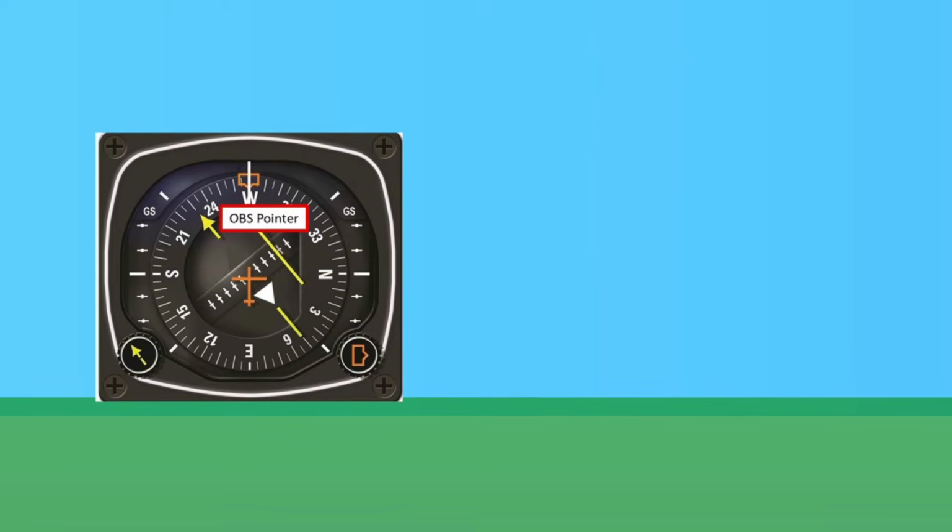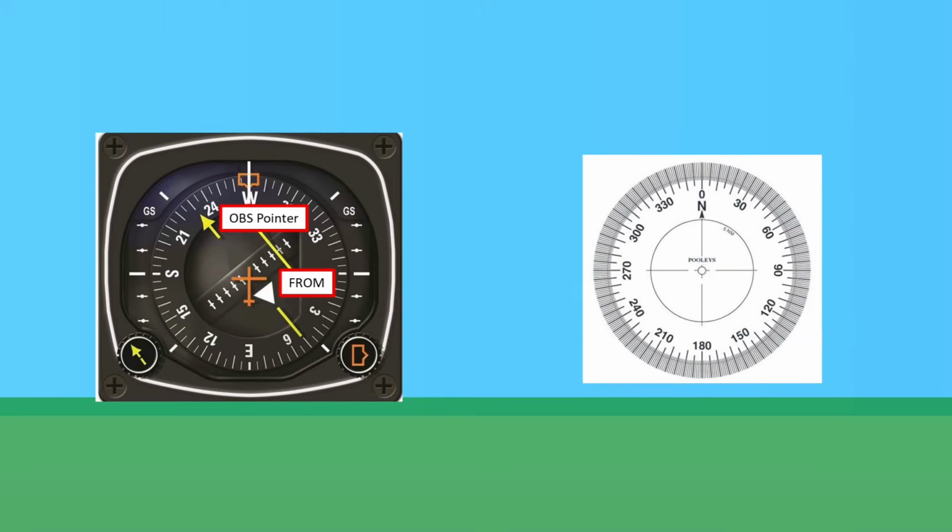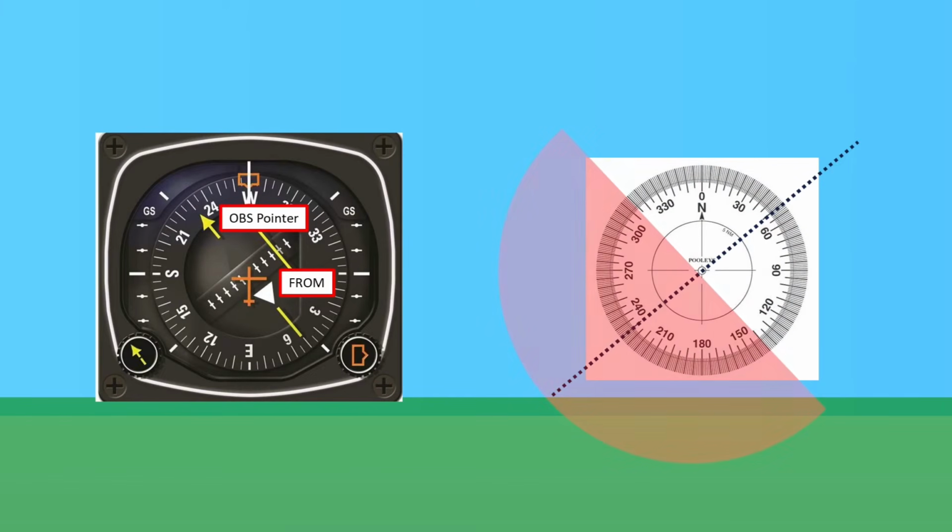When the to-from indication, the white triangle, points away from the OBS select pointer, the yellow arrow, the indication is a from. In this example, the OBS is set to 230 degrees, and the to-from triangle indication is pointed at 050 degrees. If I were to fly a heading of 050, I would be flying away from the station. A from indication, just like we learned with VORs, would put us in the 180 degree range shown here in red around the ground-based station.